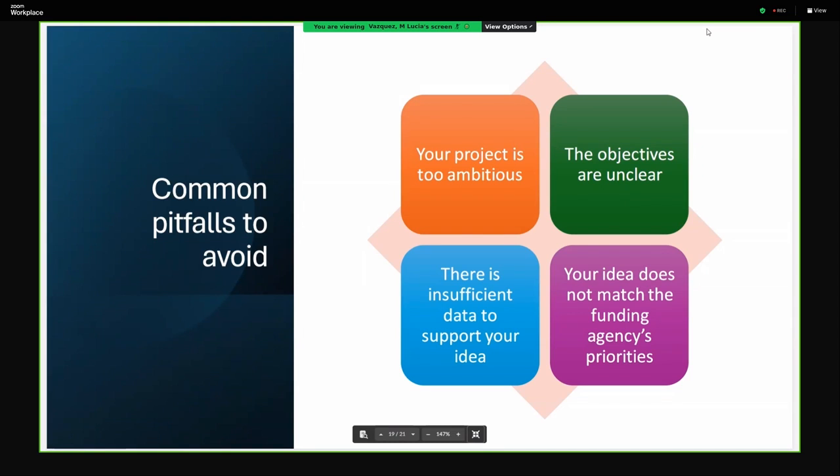Some of the pitfalls to avoid: the project is too ambitious. I saw that in a review that we did in the spring semester. It was not funded because they said it's too much. The objectives are unclear. I have seen that too. It's like, what are they trying to do? So make sure that you are clear. If you're going to make a claim, make sure that you back it up with data or references. Reviewers don't like to see you making a statement with no information to back it up. And when your idea doesn't match what the particular call for proposals is trying to fund, then of course that's not going to help you.